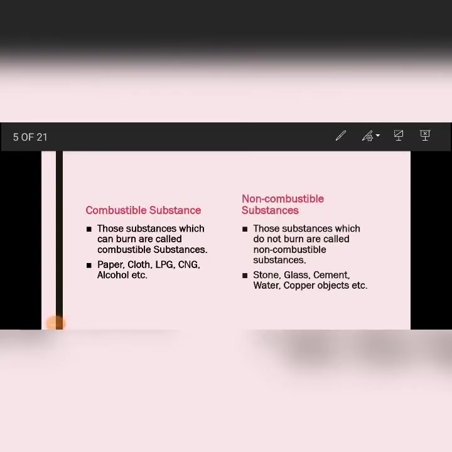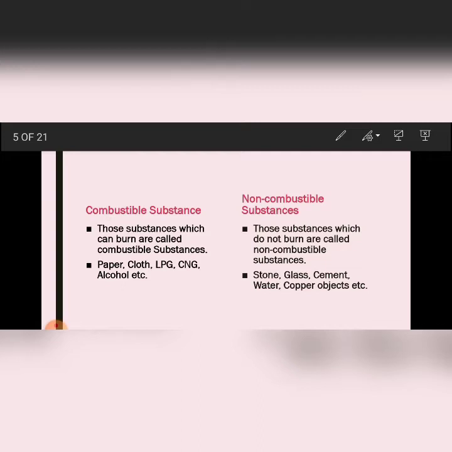Now, all substances do not undergo the process of combustion. The substances which can burn are called combustible substances. For example, paper, cloth, LPG, CNG, alcohol, etc. These substances, when they react with oxygen, give heat and light. So, these are combustible substances.